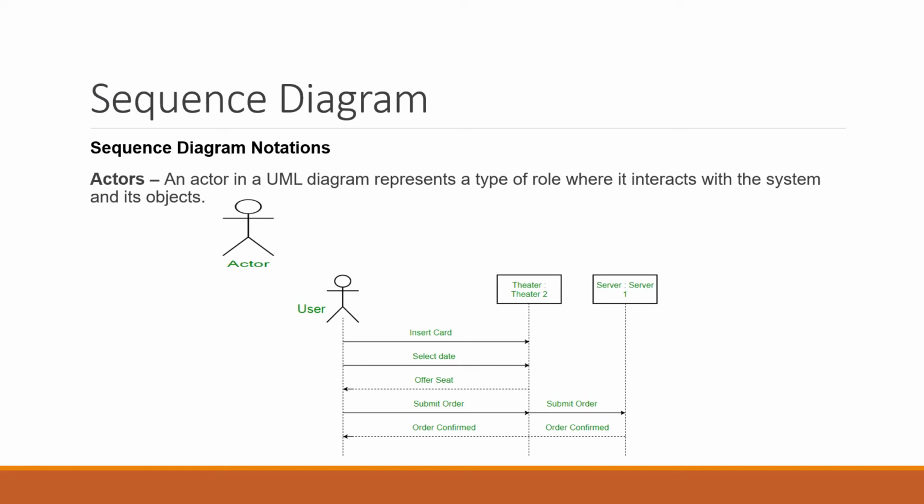Now let's get into the detail of the sequence diagram. For creating a sequence diagram we need some notations. The very first notation is the actor, which represents a type of role. Here is the example I have shown. In this example the user is the actor and we have these two lifelines, where the user is inserting a card, selecting a date, and the theater is offering a seat, where the user is submitting the order and the order is confirmed from the server.